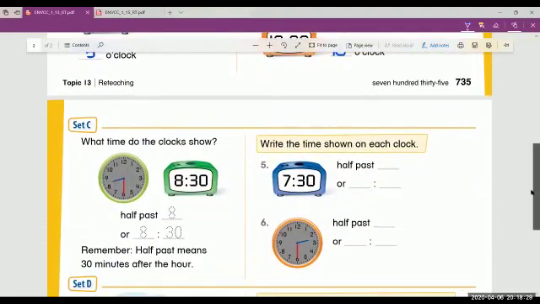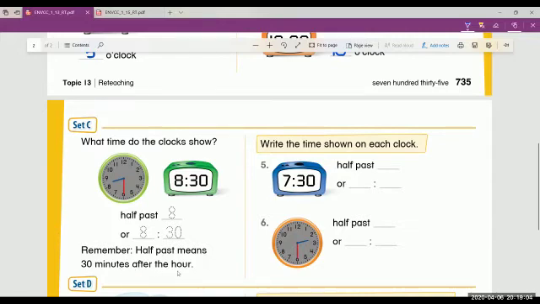Now we are here. And we learned the half hour. What time do the clocks show? Here we say 8:30. So here 8:30 means 30 minutes after the hour.